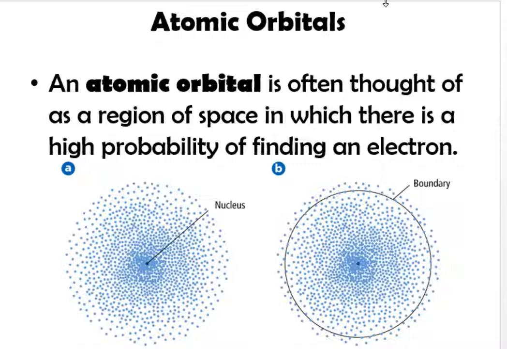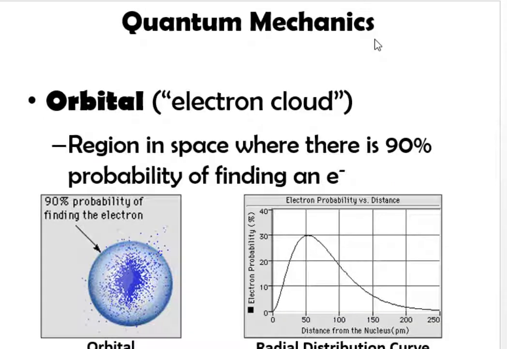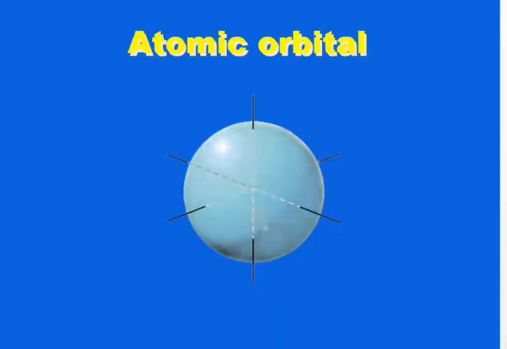An atomic orbital is a region of space around the nucleus in which there is a high probability of finding an electron. So it is a probability. We also call it the electron cloud because electrons move very fast. It is the region in space where there is a 90% probability of finding an electron. If the center of an atom is here, this is the electron cloud where we can find an electron.